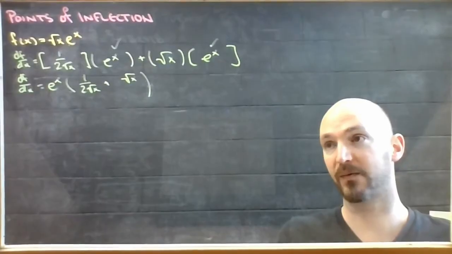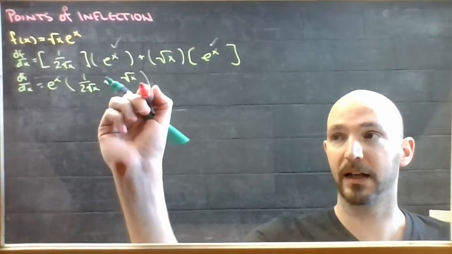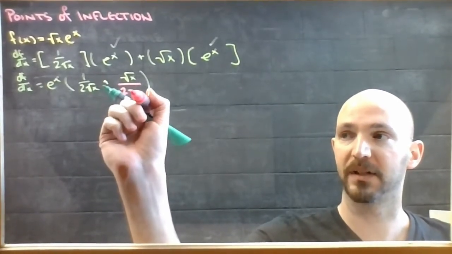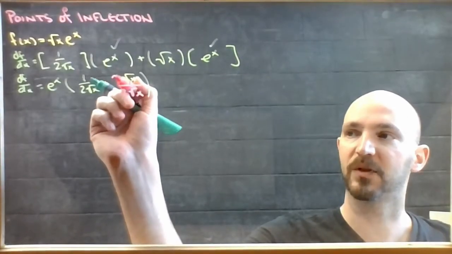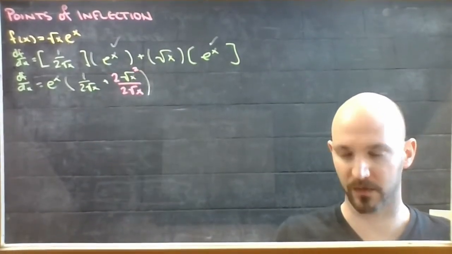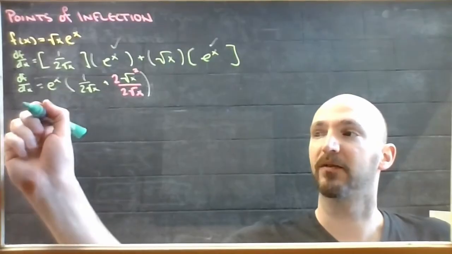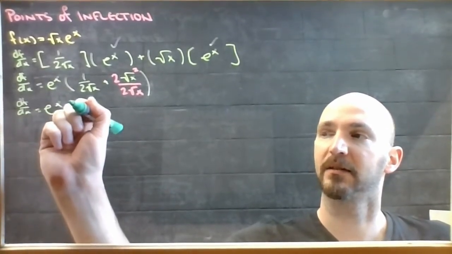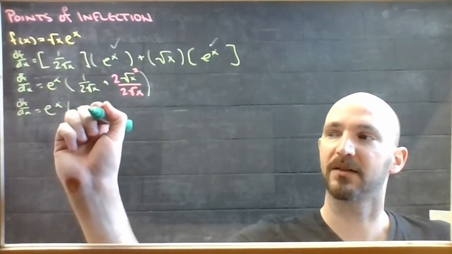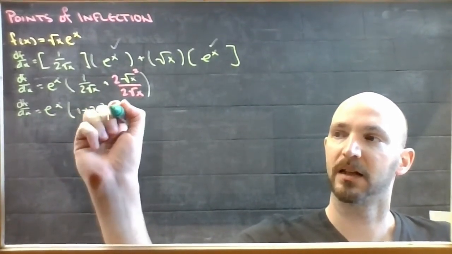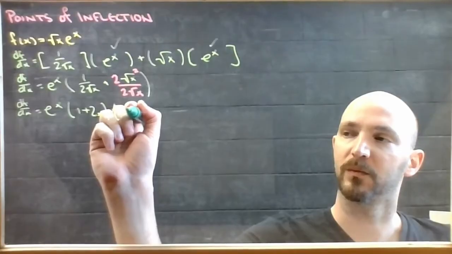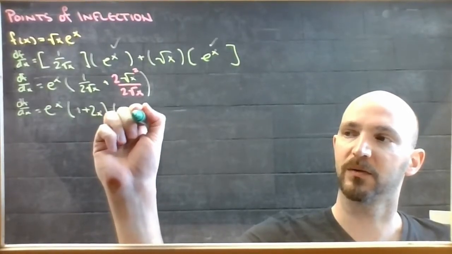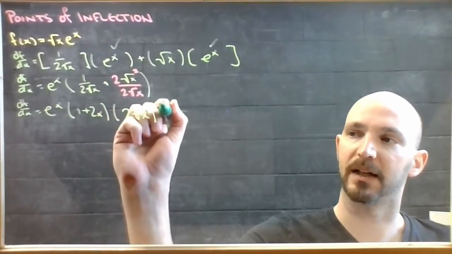And as in the last video, I'm going to acquire a common denominator here, which means I need a 2 root x in the bottom, which puts a factor of 2 and an extra root x in top, giving me df by dx is e to the x, 1 plus 2x, and 2 root x to the negative 1.